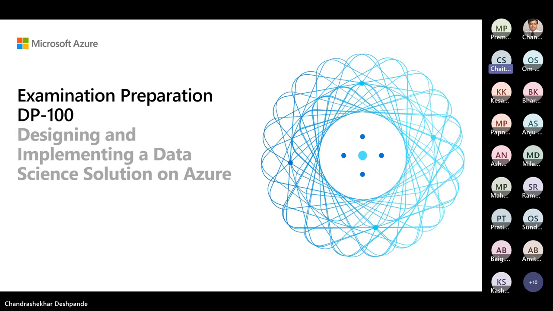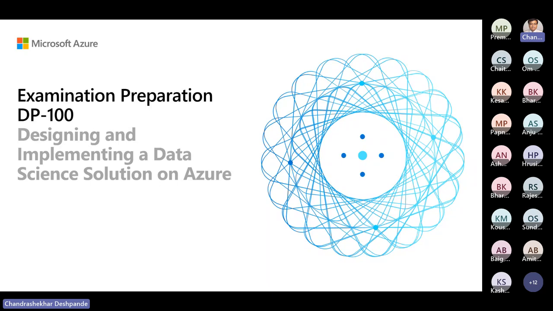Reached. Yes, sir. Okay. So it's a DP-100 certification, and it has been named as designing and implementing a data science solution on Azure. Mainly, this DP-100 certification focuses on machine learning and a part of deep learning also.